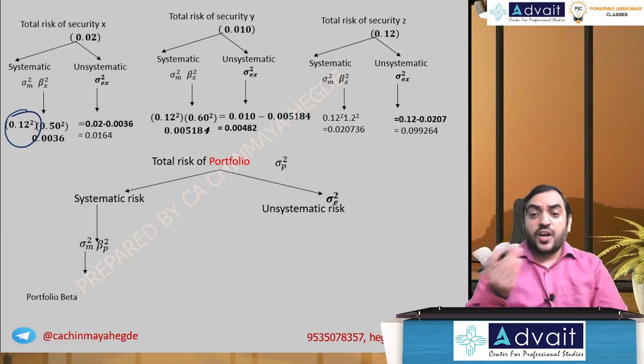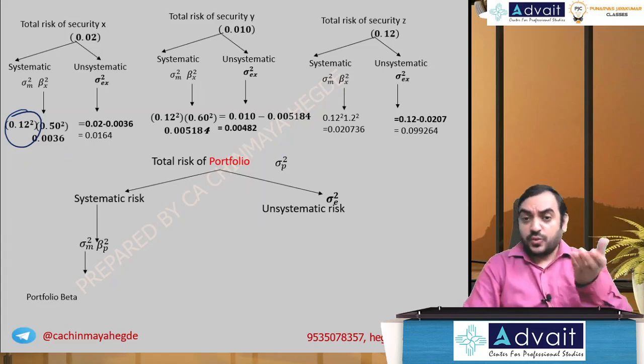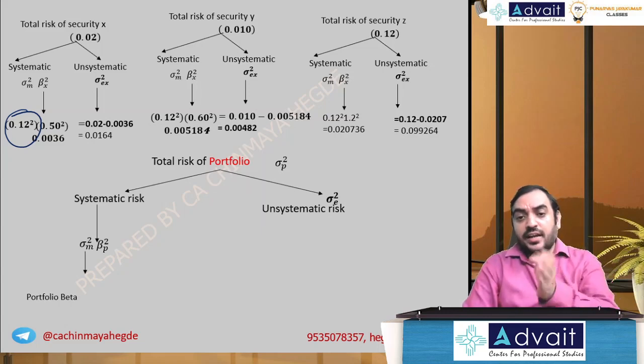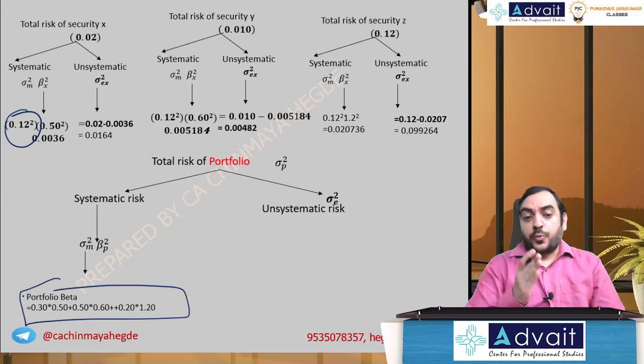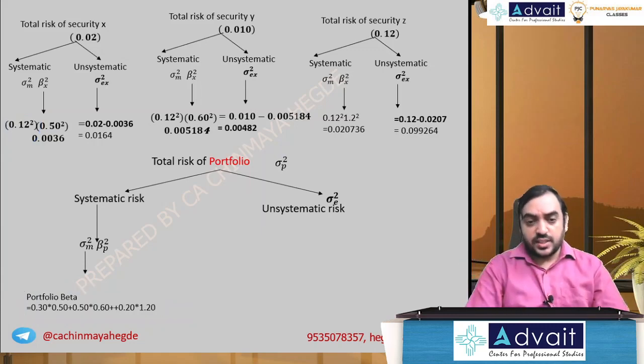Portfolio beta, we have to multiply with the weights. Weights they have given, and beta we know, beta 0.5, 0.6 and 1.2 multiplied by 0.3, 0.5, 0.2. So the weights multiplied by beta. So 0.3 into 0.5, W1 beta 1, 0.5 into 0.6, W2 into beta 2, 0.2 into 1.2, W3 into beta 3. So this will give us the portfolio beta multiplied by market variance.